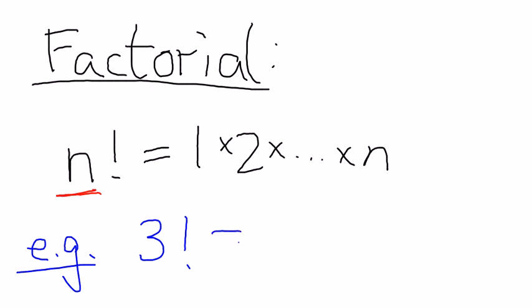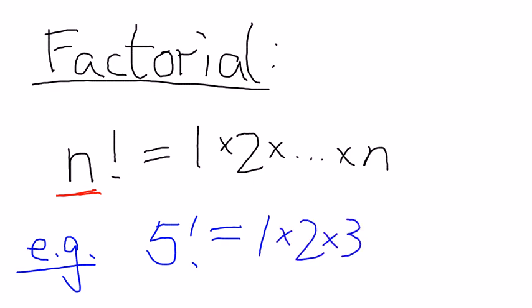Just to give you a couple of simple examples, look at 3 factorial. By definition, the answer is 1 times 2 times 3, which is 6. One more example: how about 5 factorial? Again by definition, you multiply the factors from 1 to 5, so the answer is 120.